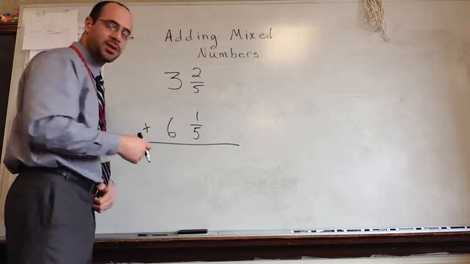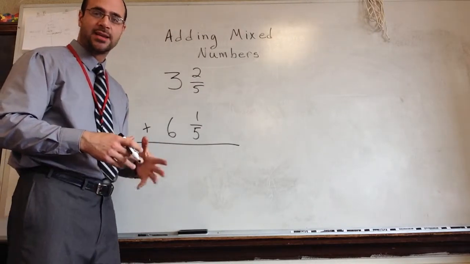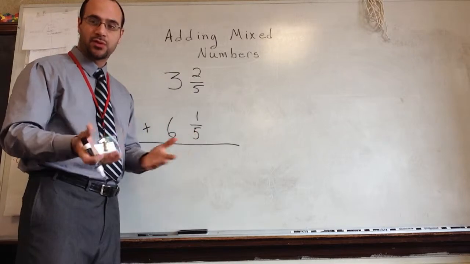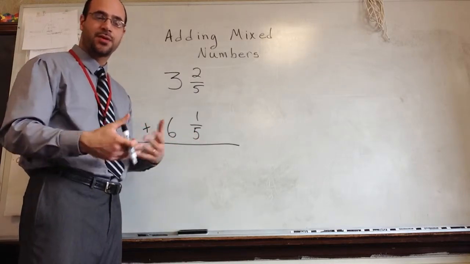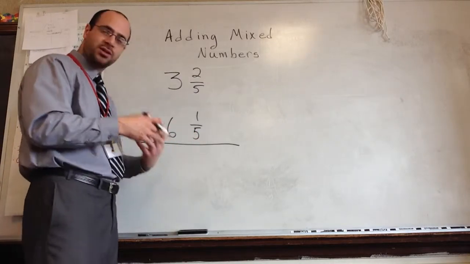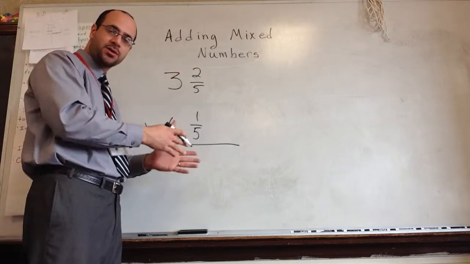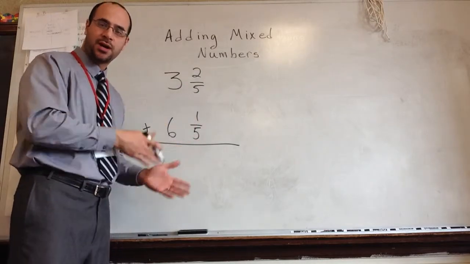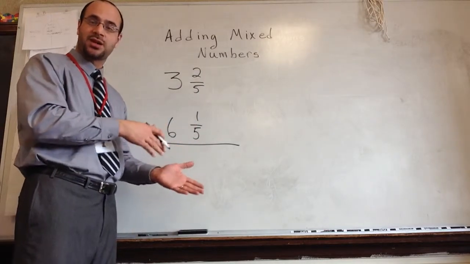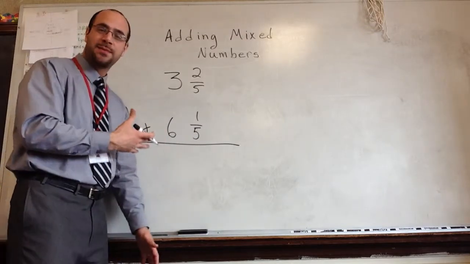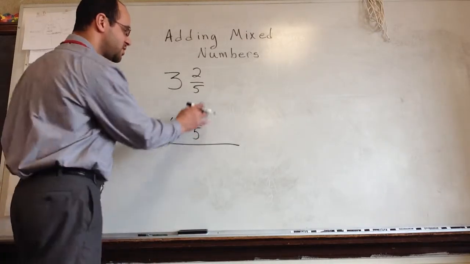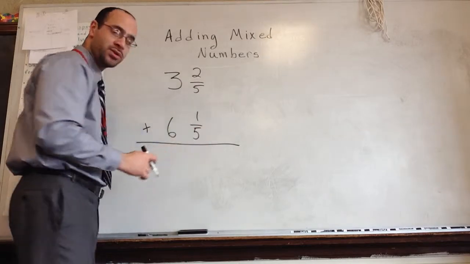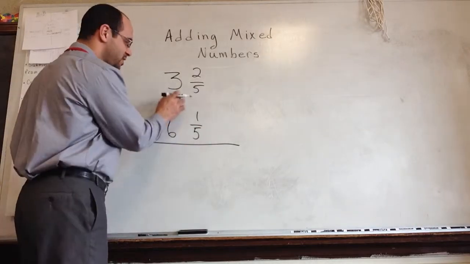I want you to think of when you're adding regular digits together. For example, 21 or 215 or 365. You start in the ones column, then you go to the larger column, which is the tens, then you go to the hundreds, which is the next largest. You have to do the same thing here in fractions. You want to make sure you start in the smallest place, which is the fractions part, and then you go to the whole number part.